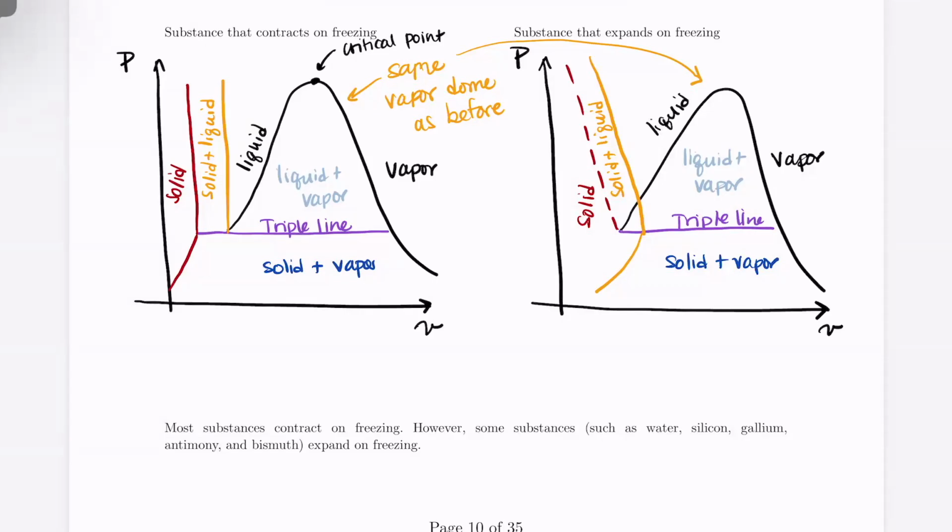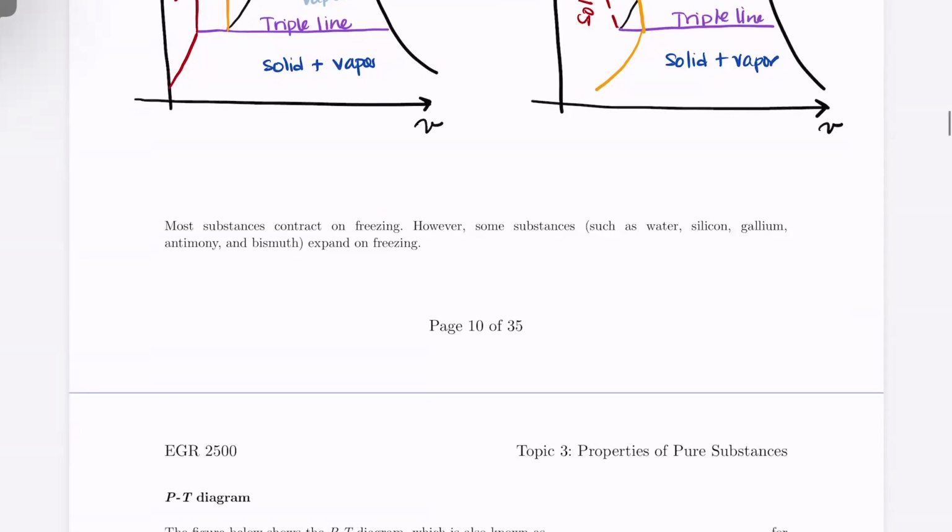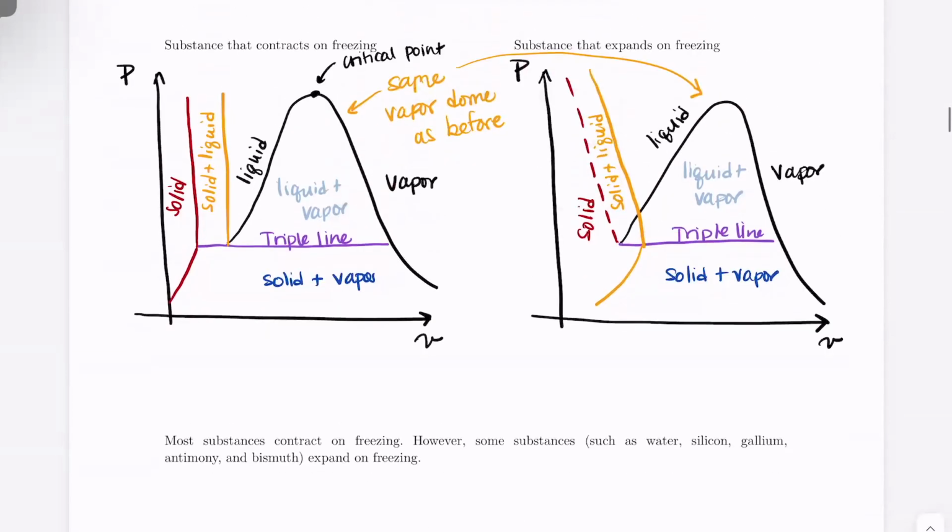Okay. Most substances contract on freezing. Some substances expand. So water, of course, is one of them. And then also silicon, gallium, antimony and bismuth also expand on freezing. That's interesting. Tuck that away for trivia. Yes, that little triangle there. It's a good question. Okay.